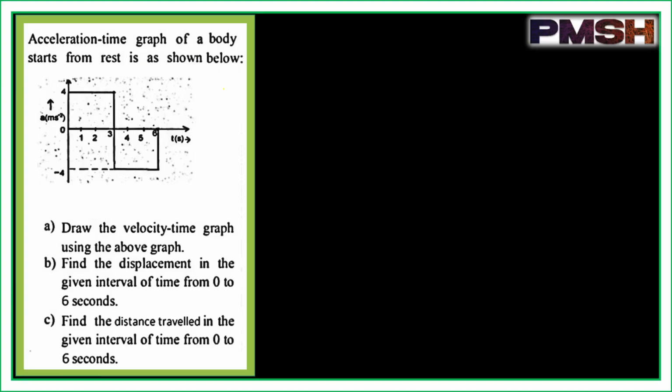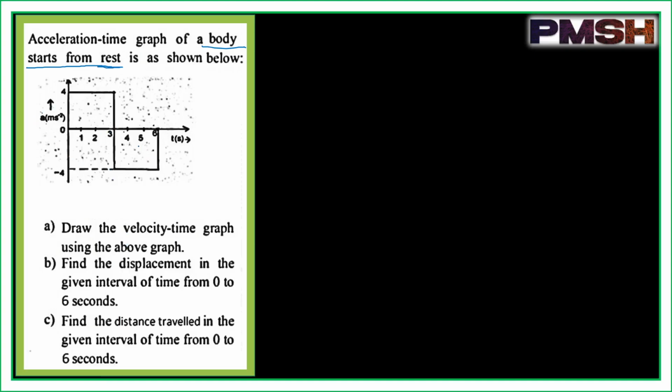So the question is, the acceleration time graph of a body that starts from rest is shown below. So the first point you have to mark is, the body starts from rest. Okay, that means the initial velocity is going to be 0. Now what you have to find? Draw the velocity time graph using the above graph.